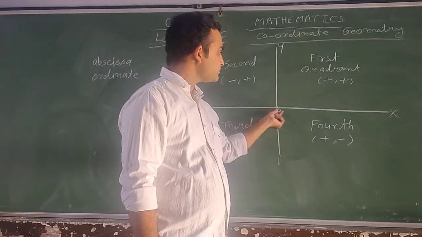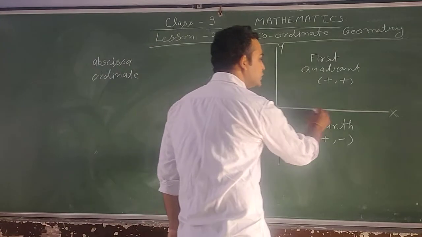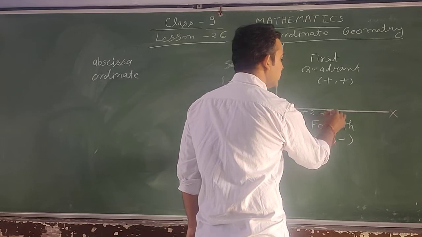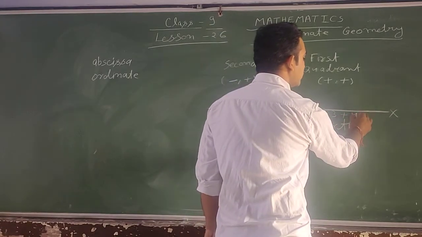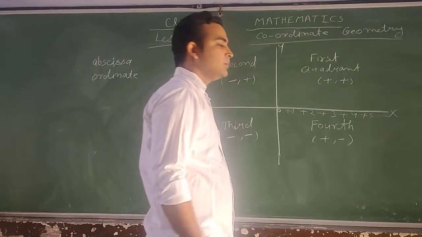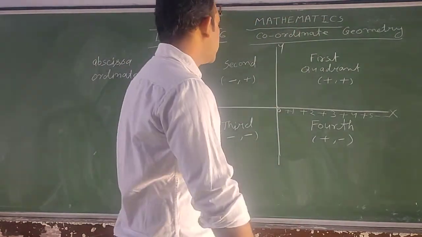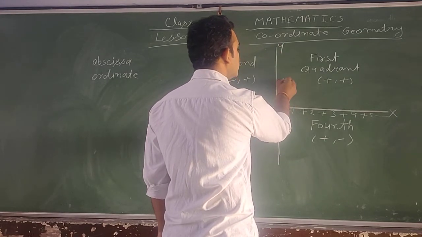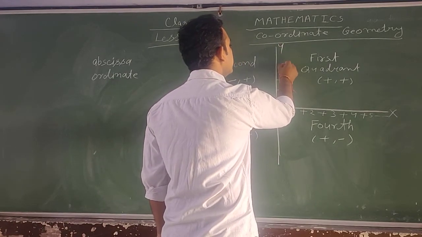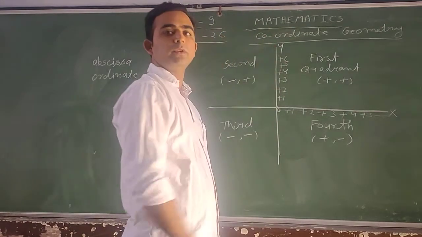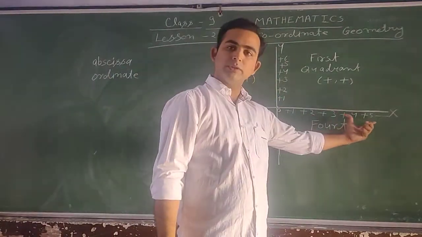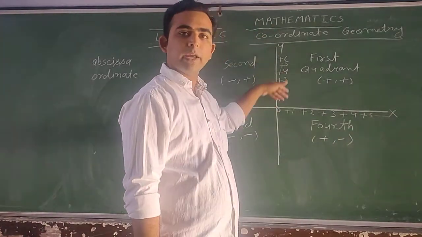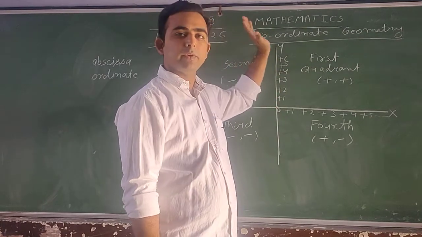Now this is called the positive x-axis, means suppose this is +1, +2, +3, +4, +5 and so on, +6, +7 to infinity. And this is the positive y-axis, +1, +2, +3, +4, +5, +6 and so on to infinity. This is the positive x-axis from 1 to infinity. This is the positive y-axis, +1 to infinity.